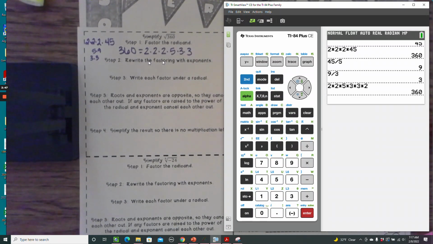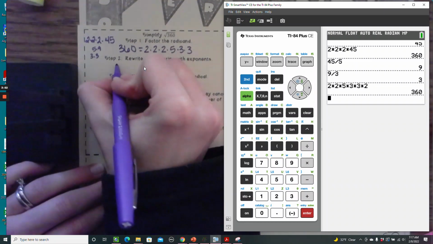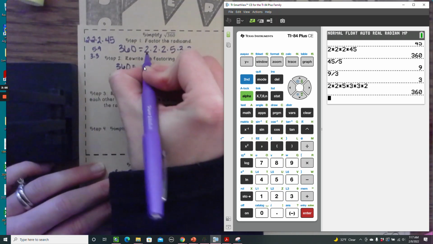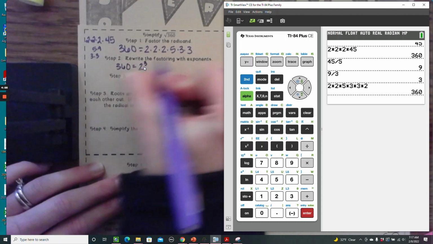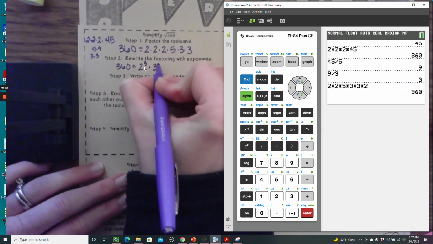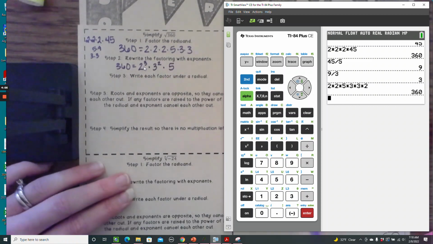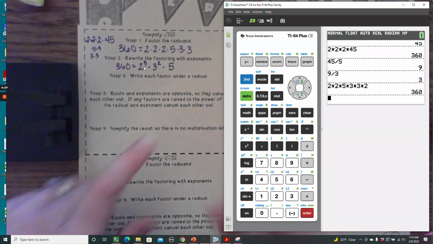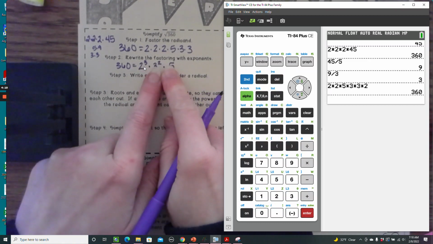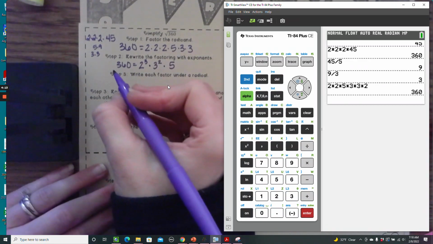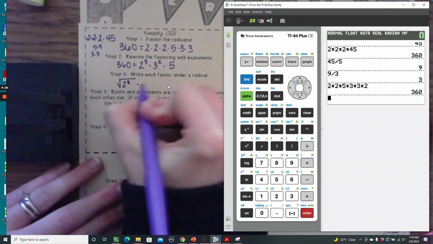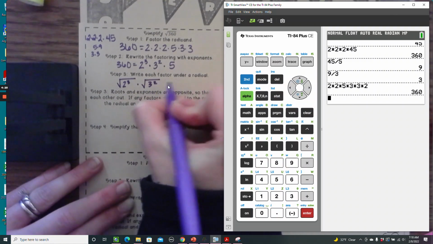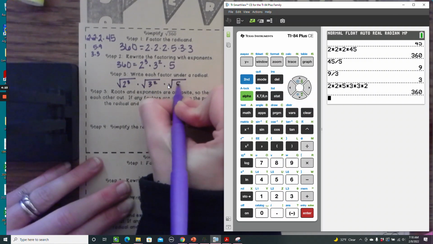This is important. We need these factored. So I'm going to rewrite the factoring with exponents. So 2 times 2 times 2, I can rewrite that as 2 to the third. 3 times 3, I can rewrite that as 3 squared, and then times 5. All right, step 3. I'm going to write each of these factors underneath a radical. So I'm going to write the square root of 2 to the third times the square root of 3 squared times the square root of 5.